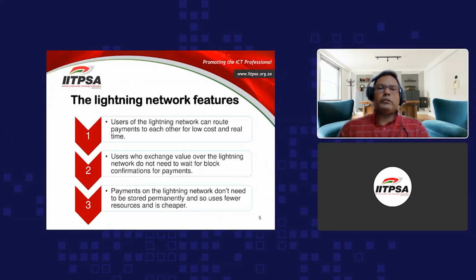And so users of the Lightning Network can route payments to each other. So it's very low cost, and it's very quick as well, because you don't have to wait for blocks to be confirmed. The users who exchange value on the Lightning Network do not need to wait for block confirmations, and the payments don't need to be stored permanently. So there are fewer resources used, and it's much, much cheaper than the Bitcoin method of payments on the blockchain itself.